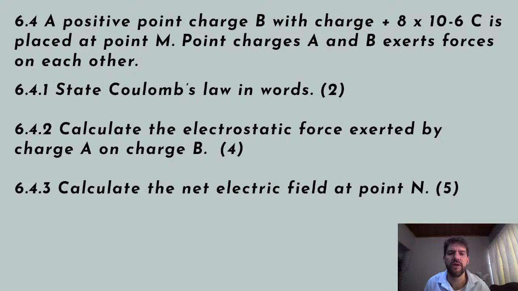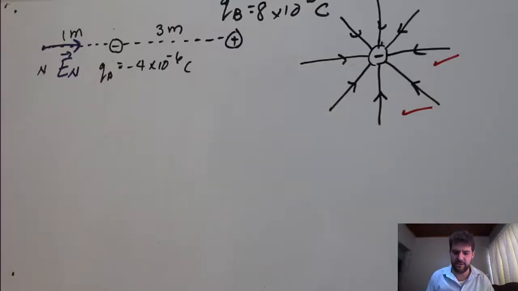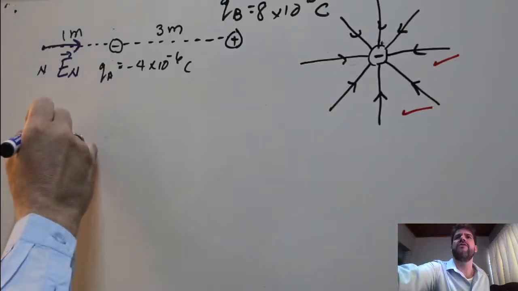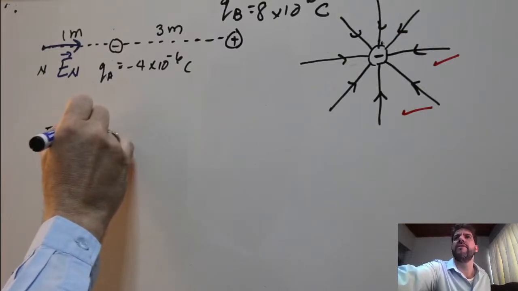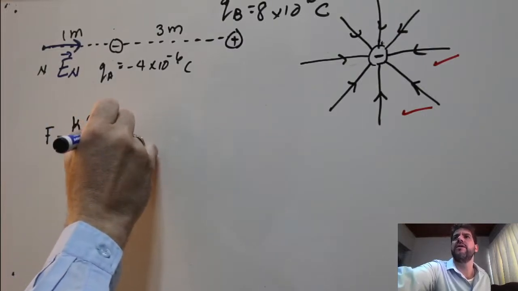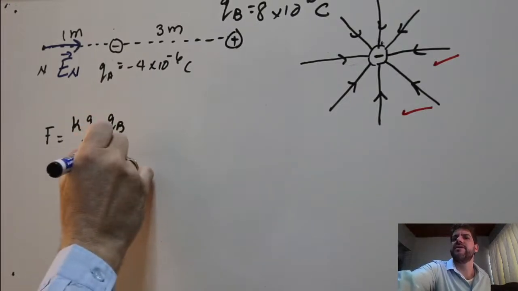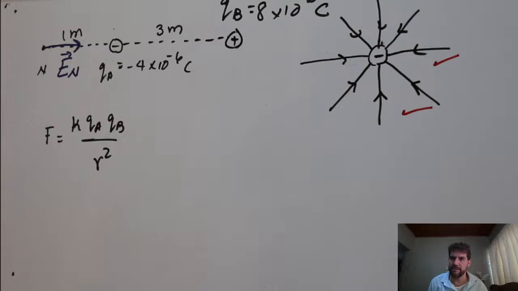Now, the next question says calculate the electrostatic force exerted by charge A on B. For this one, we do have to apply Coulomb's law. All right, so let's solve that question real fast. Here we have that the force is equal to K, the product of charge A and charge B, divided by distance squared. That is the formula. Just by writing the formula, you get 1 mark, and you all can get that mark.